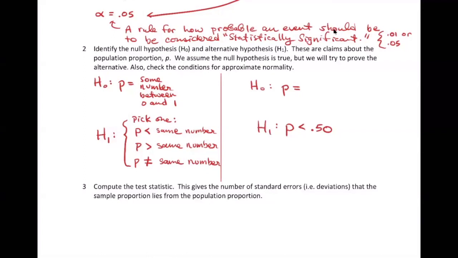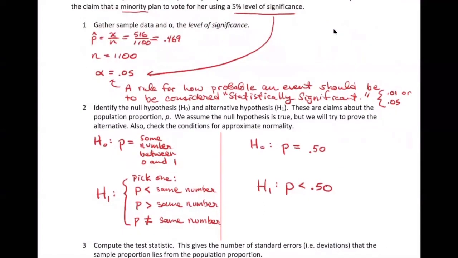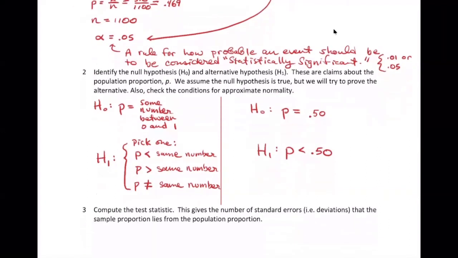So less than 50%. So you should say that P is less than 0.50. That's their claim. Basically they're saying the candidate's got a minority, the candidate's going to lose. And the null hypothesis, what you have to do is use the same number. We're going to assume it's equal to 50% because we'll be comparing to 50%. When we look at the sample data, we notice we got 46.9%, so that's less than 50. That seems to support what the alternative hypothesis is saying, that it's less than 50.